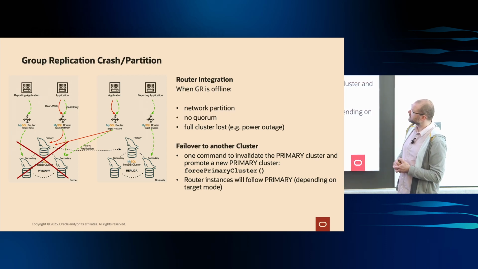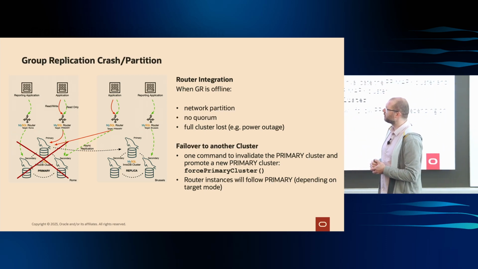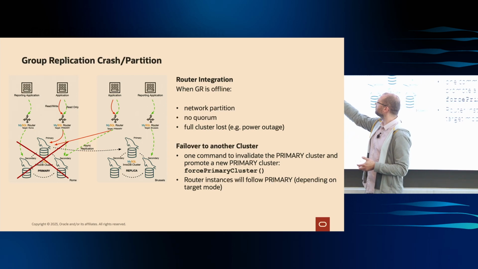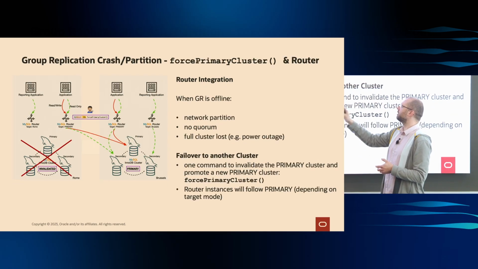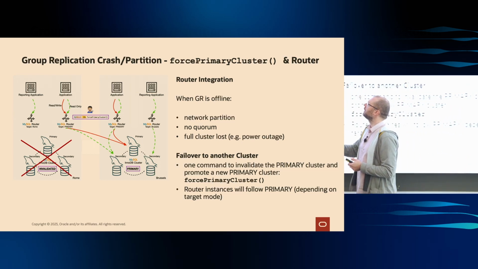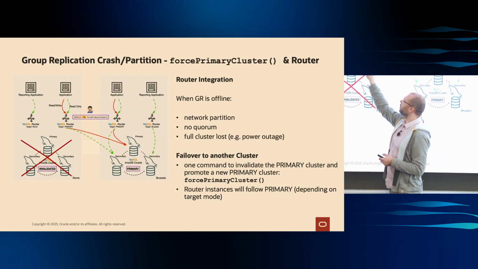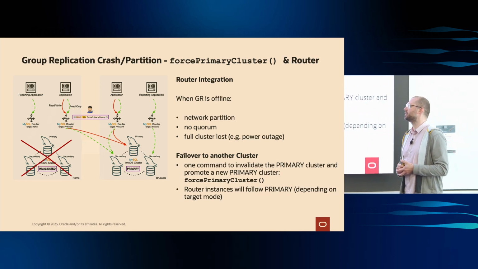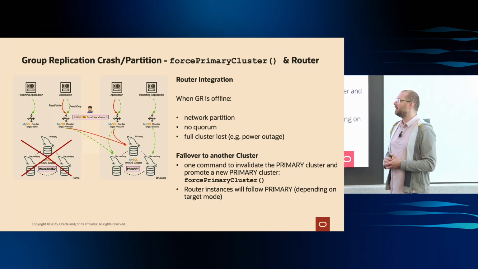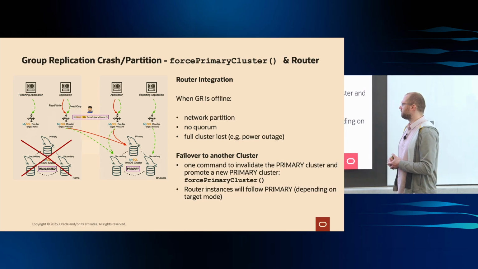I think this is where group replication has a network issue or something going on, but the routers are still intact. Traffic is automatically adapted or changed, and all the routers everywhere in any region are automatically changed as well, as long as they can access that new primary cluster, of course.